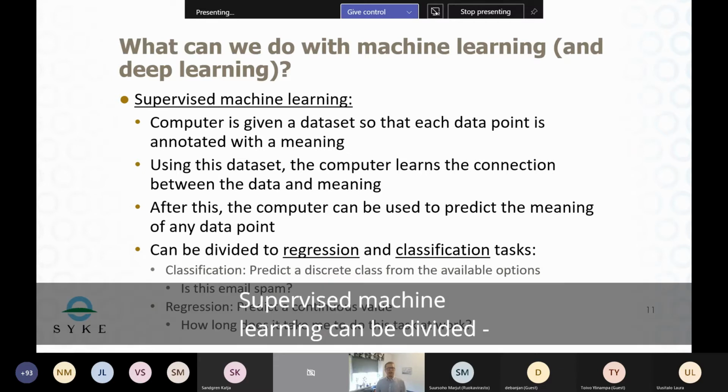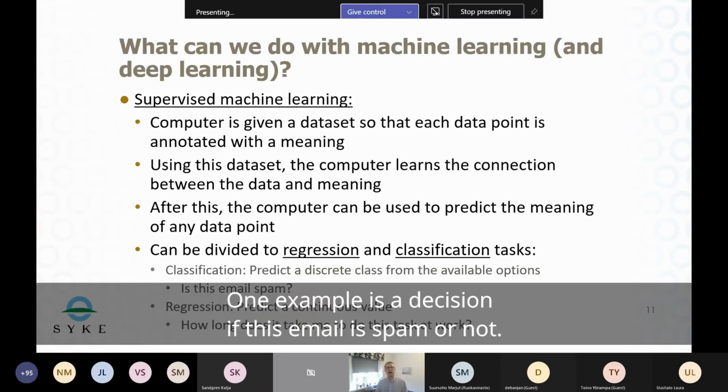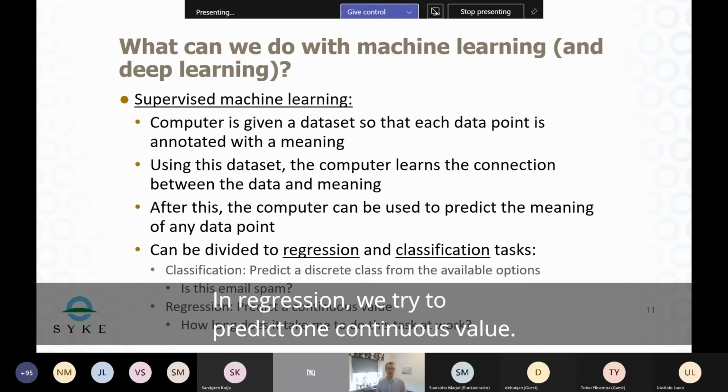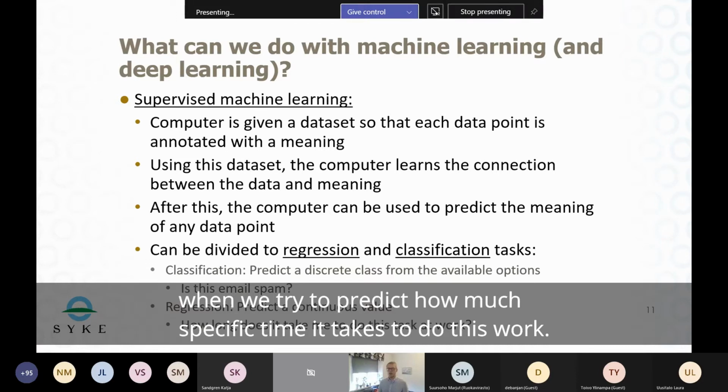And supervised machine learning can be divided into regression and classification tasks. In classification, the prediction or the annotations are discrete. One example of such is a decision if this email is spam or not. So that's one example of a classification task. In regression, we try to predict a continuous value. For instance, we humans might do this kind of task every day at work when we try to predict how much a specific task will take us at work.